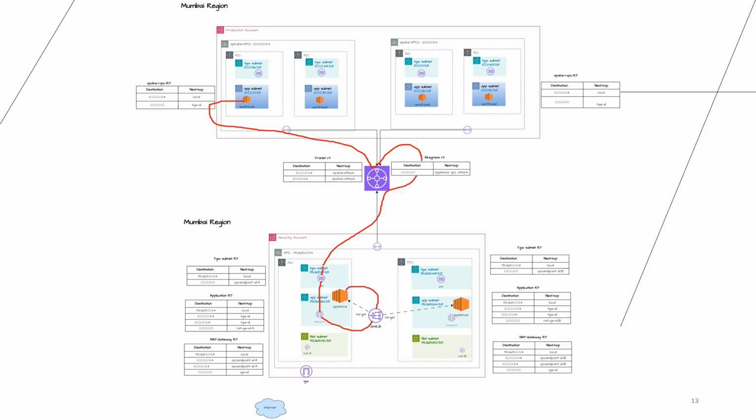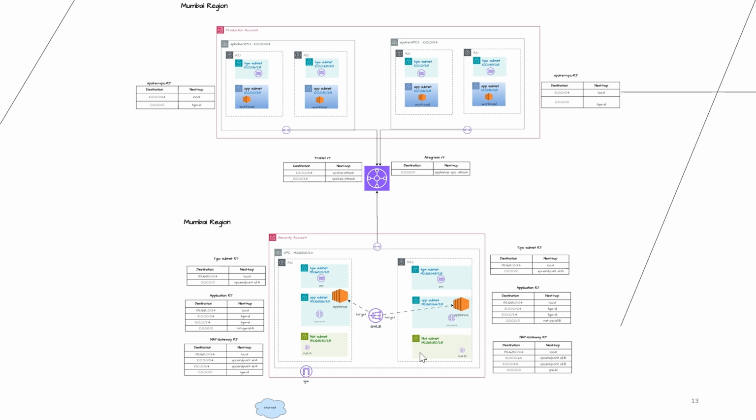After the appliance is done with everything, it moves the traffic back to the gateway load balancer. Then the gateway load balancer sends it back to your endpoint. The endpoint again looks at this route table, and then sends it back to the NAT gateway. The NAT gateway again looks at this particular route table, and then sends the traffic to the internet. So this is how the traffic flow works. Your traffic is going to be inspected by your firewall appliance.